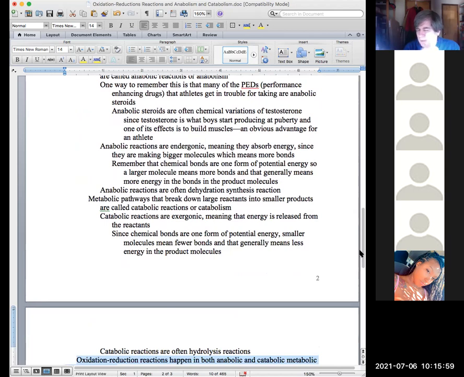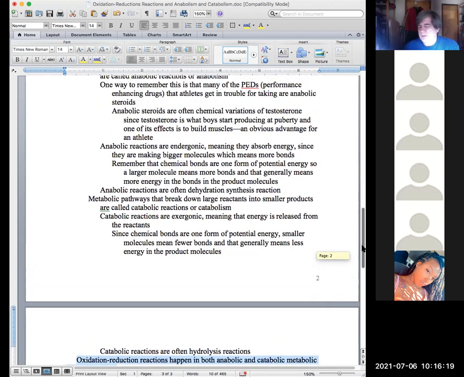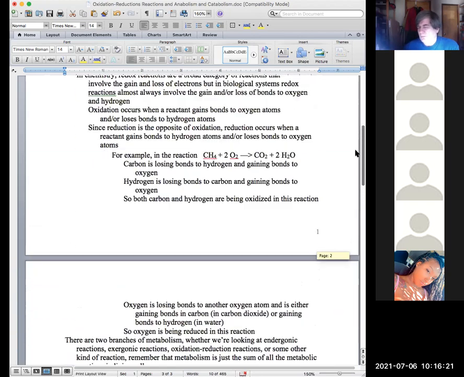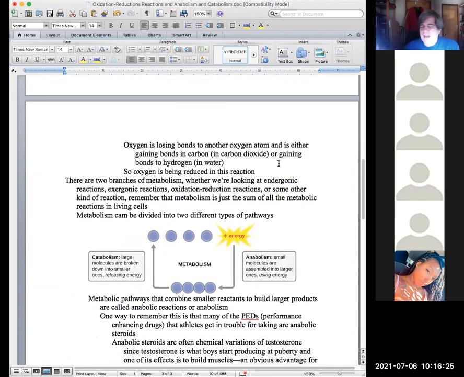When we look at a pathway, anabolic pathways always absorb energy. They're endergonic or endothermic. Catabolic pathways always release energy. So they're exergonic or exothermic. Doesn't mean every reaction in one of them is either endothermic or exothermic. It just means overall. So keep individual reactions separate from the idea of the whole pathway.